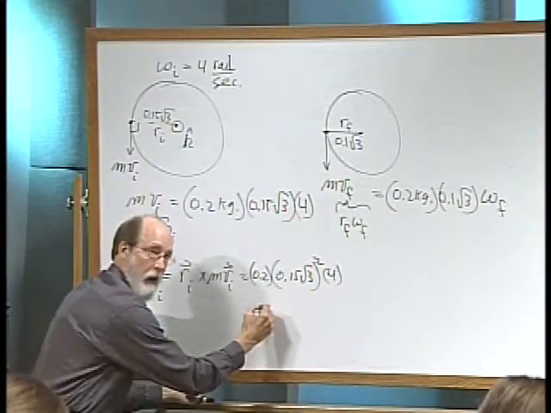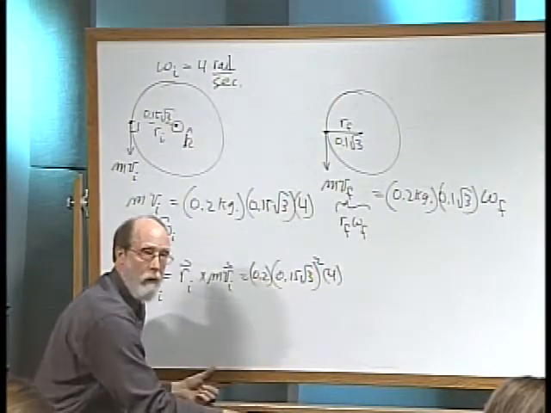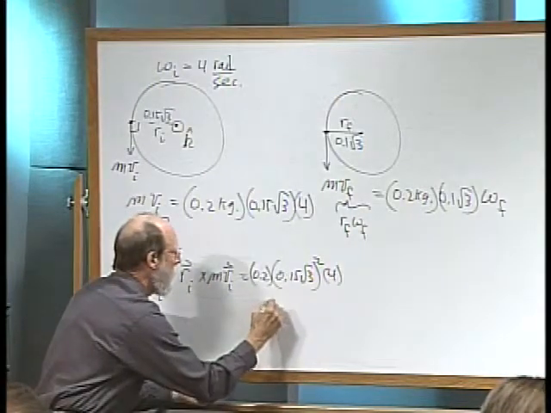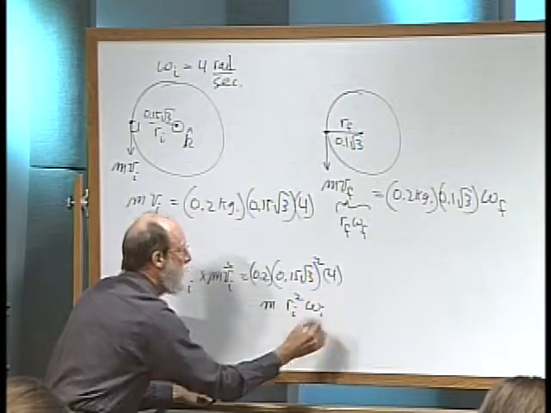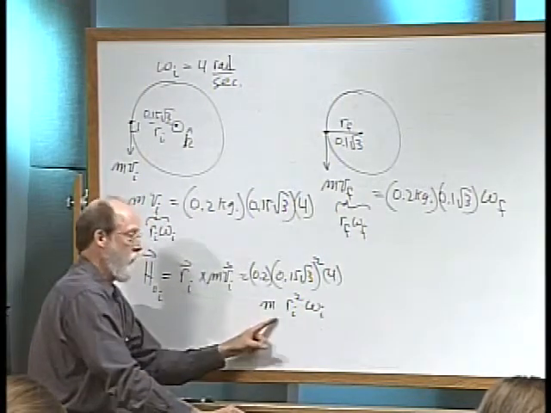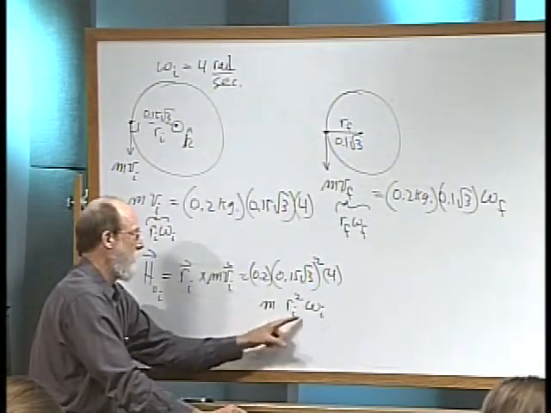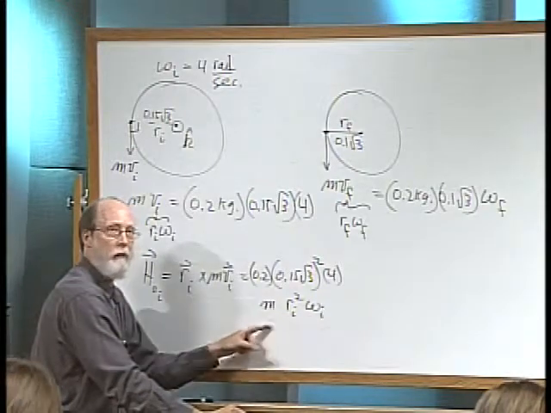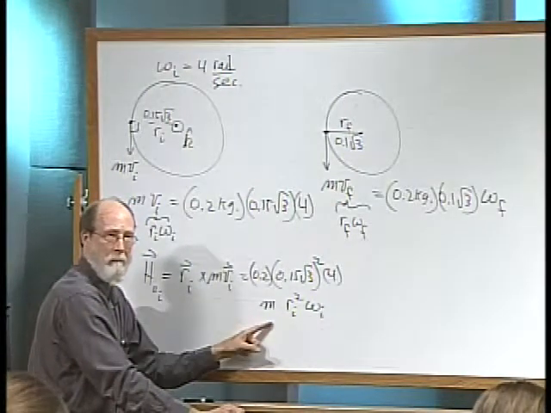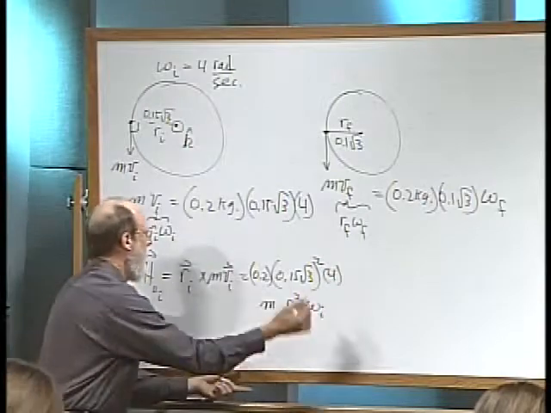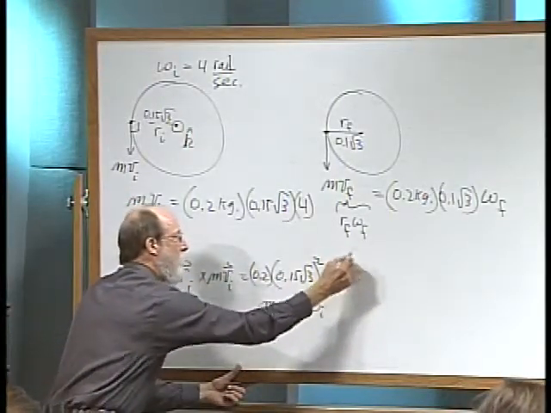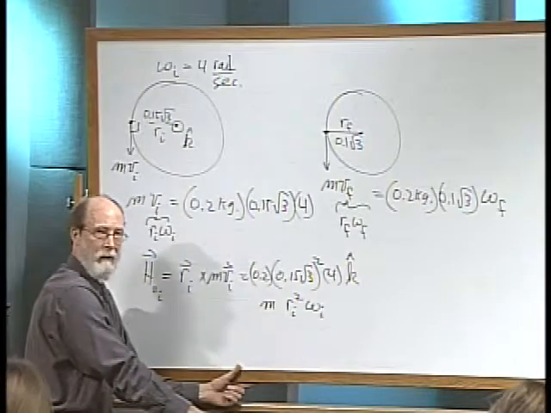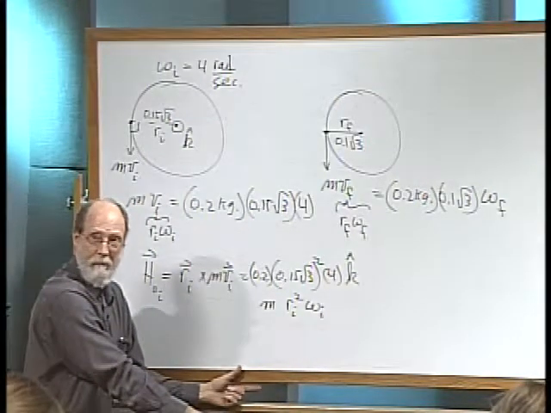This is very common for circular type of motion. This is m r squared omega. That's something you'll want to remember. m r squared omega, very common for circular motion. Angular momentum term. And it happens to be a vector term that happens to be in the k direction, so we'll assign k hat to that.